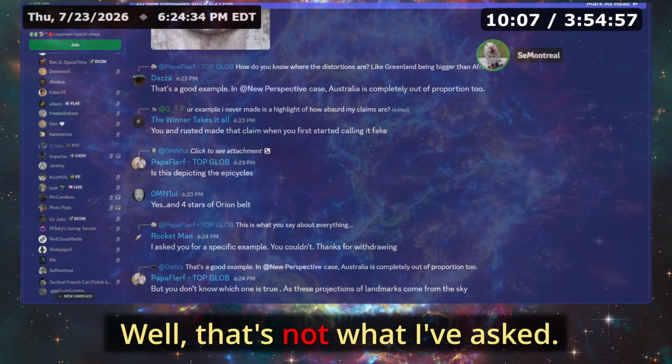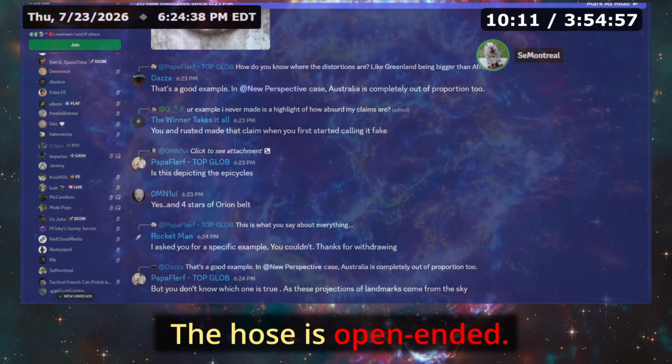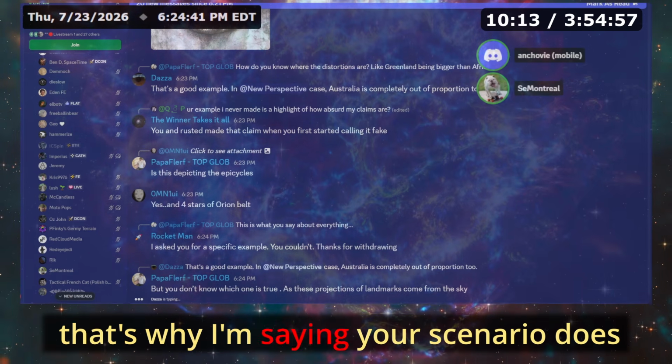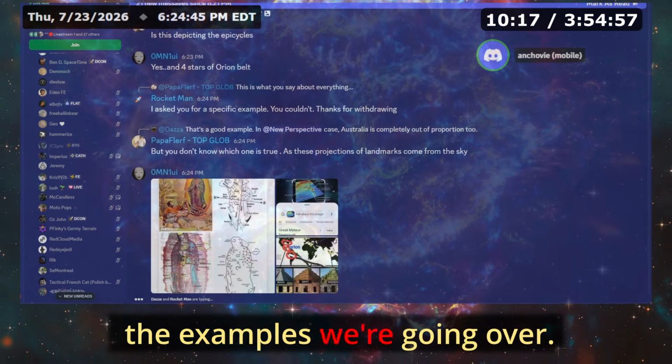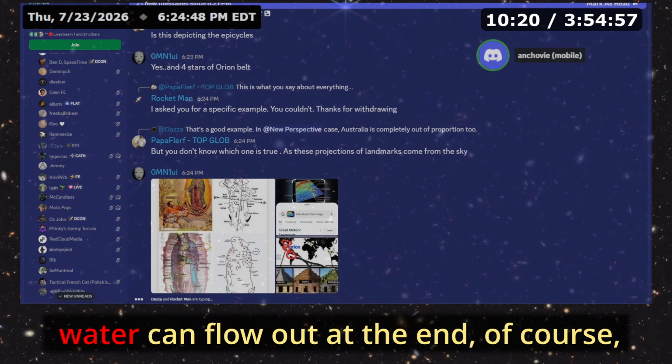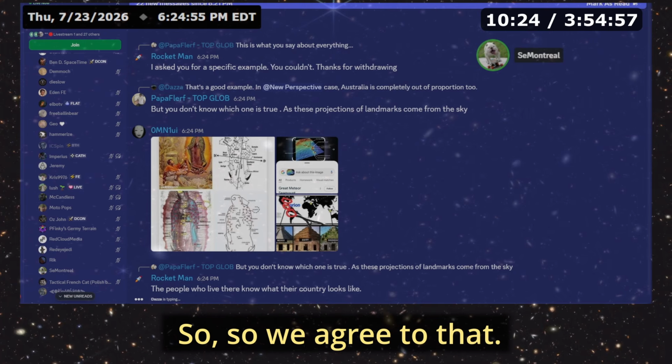Well, that's not what I've asked. We're not talking about a pool. A pool has edges, right? A hose is open-ended, so I don't see how that's why I'm saying your scenario does not represent the tow tank or any of the examples we're going over. If it's just an empty hose where the water can flow out at the end, of course everything's going to keep flowing. Okay, so we agree to that.